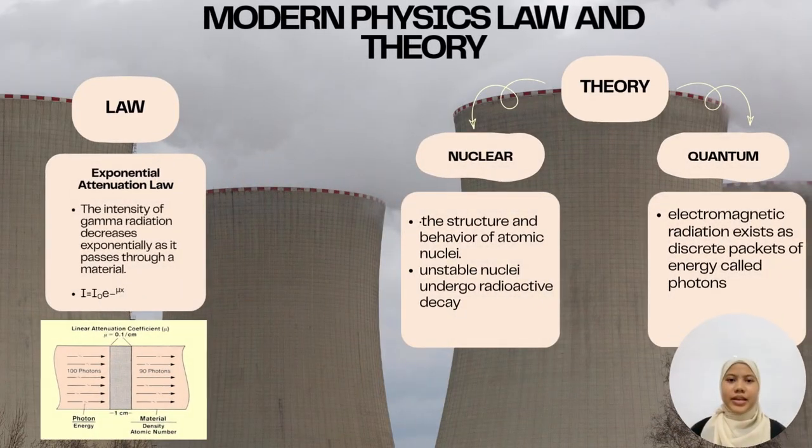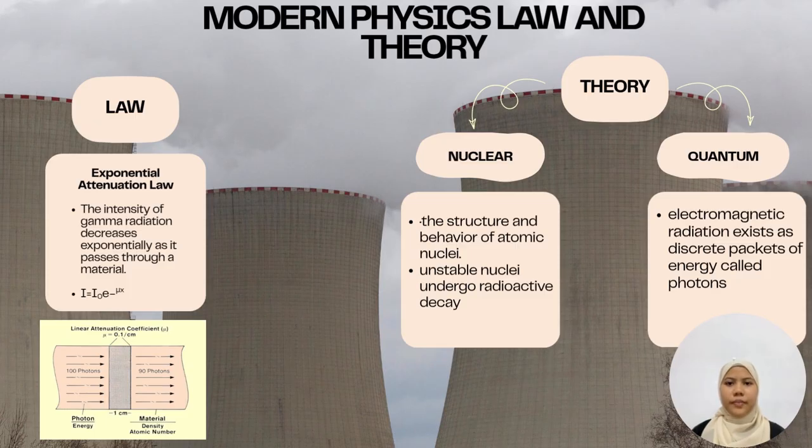These slides present the modern physics laws and theories that form the foundation of gamma radiography. First, the exponential attenuation law. This law states that the intensity of gamma radiation decreases exponentially as it passes through a material. This law is important because thicker or denser material absorbs more gamma rays, allowing defects and variation inside a component to be detected. Next is nuclear theory, which explains the structure and behavior of atomic nuclei.